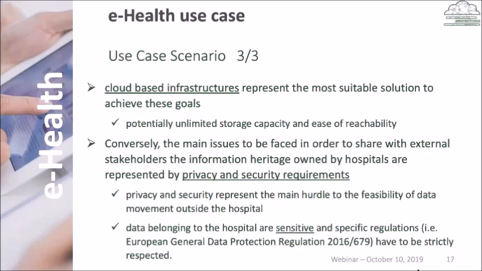So in this scenario, as we have seen before, cloud-based infrastructure represents the most suitable solution, because of the potentially unlimited storage capacity and ease of reachability. The main issue that we have nowadays is regarding the privacy and security requirements, because as we have seen, these data are sensitive, so specific regulations such as the European General Data Protection Regulation have to be strictly respected.